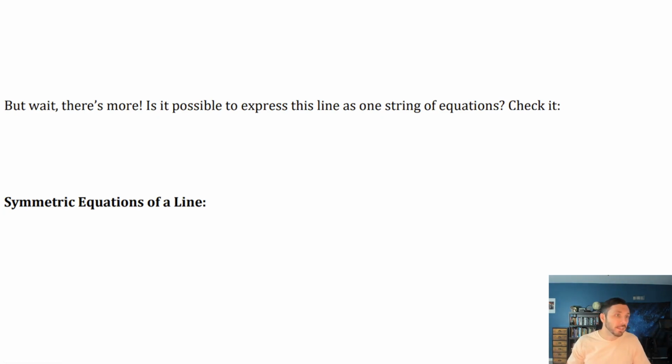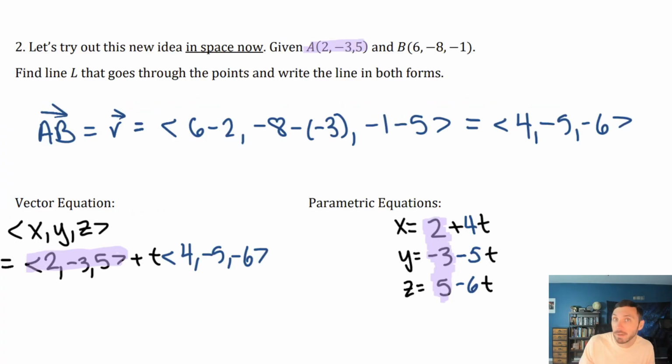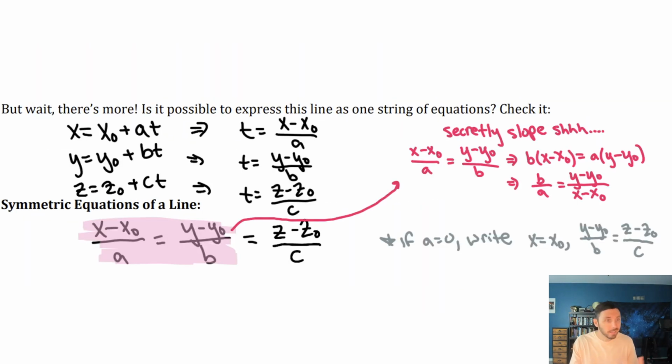Sorry. All right, but wait, there's more. Is it possible to express this line as a string of equations rather than a package of 3 or a vector equation? Yeah, you can. Here's how you do it. So what I noticed is that each of these equations have one variable in common, and that variable is t, this like time variable.